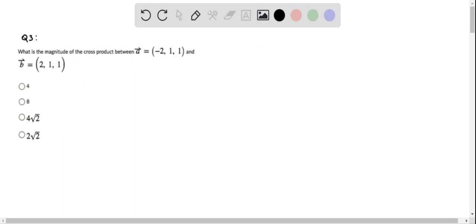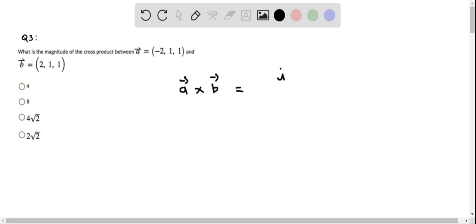In question 3, we determine the magnitude of the cross product between a vector and b vector. So we write the cross product of a vector and b vector, that is a cross b. And this basically is the determinant of these two vectors.